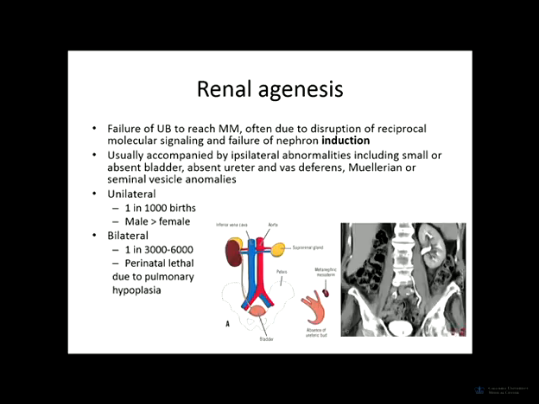There are plenty of people who, when they hear I'm a nephrologist, say, oh yeah, I only have one kidney. Usually that's discovered incidentally, and so we think that occurs in 1 in 1,000, and it occurs more often in males. Bilaterally, if you're missing kidneys on both sides, this is a perinatal lethal phenotype, and that's from the pulmonary hypoplasia. And we estimate that occurs in 1 in 3,000 to 6,000 pregnancies.